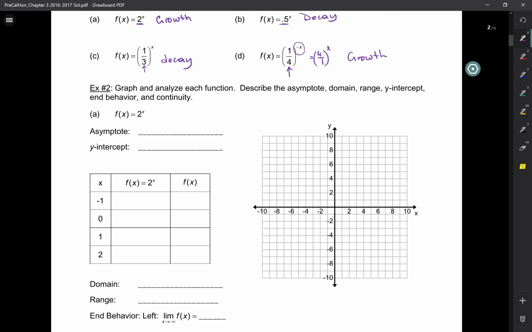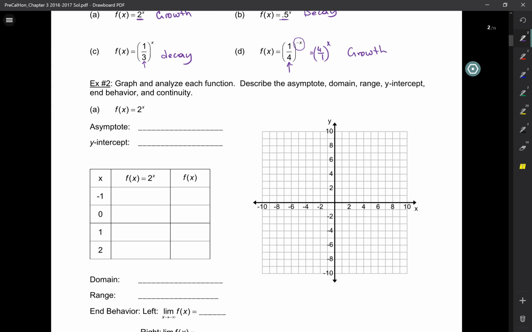All right, well, let's graph our very first function. All right, we're going to graph 2 to the x. So we just said that all exponential functions have asymptotes. The default case when there are no translations is asymptote x equals 0. Y equals 0.